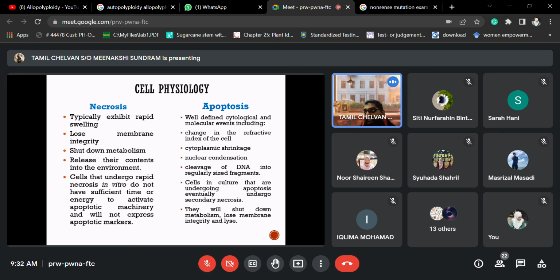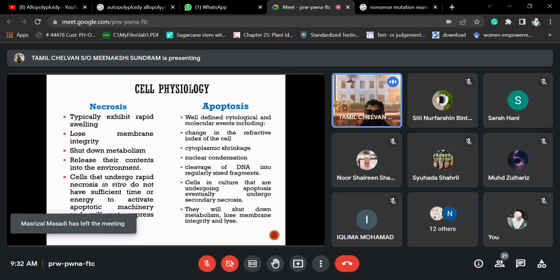Okay, necrosis. How does it happen? Necrosis typically exhibits rapid swelling. The cell will swell, lose membrane integrity, and shut down its metabolism, so there won't be any metabolism happening there. It releases its content into the environment. Dia punya content, dalam badan dia punya subcells, is all released outside.